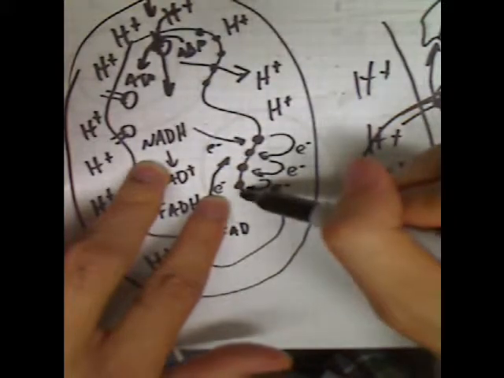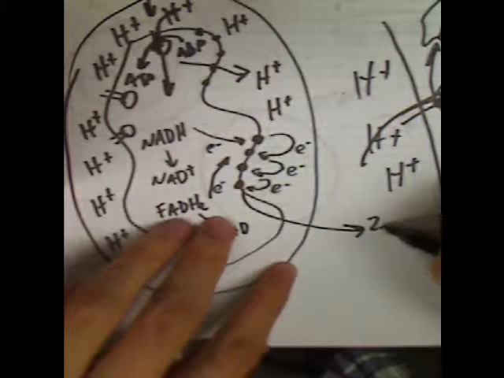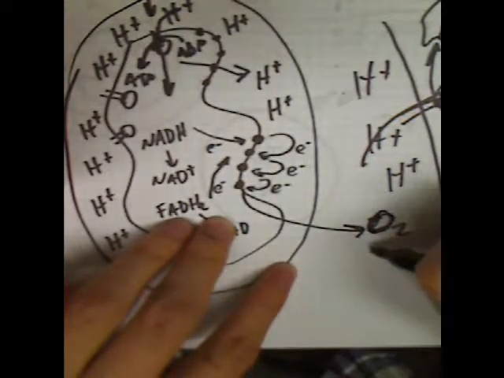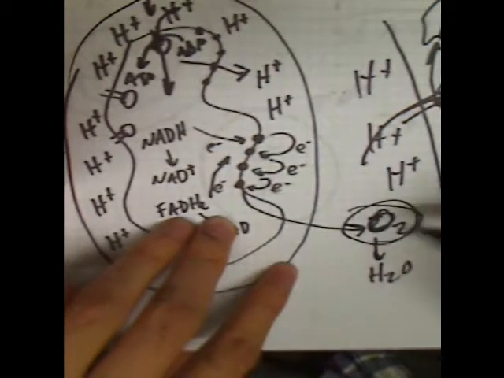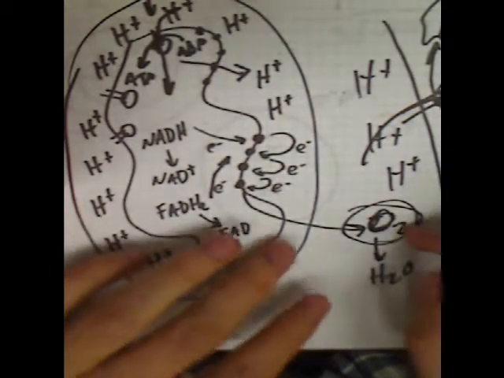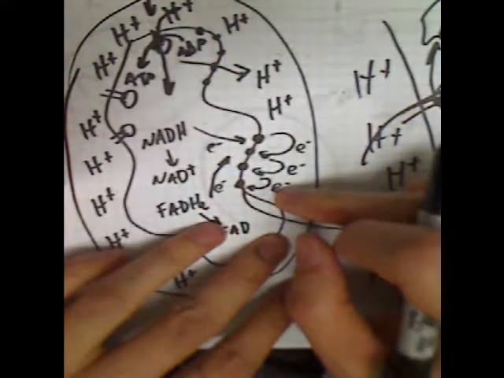Where does it go? Well, it turns out that this electron is going to be given to a molecule of oxygen. And the oxygen is going to grab that electron and grab some hydrogens and produce water. So this is why we need oxygen. This is why we breathe in oxygen, because oxygen is the final electron acceptor of the electron transport chain.